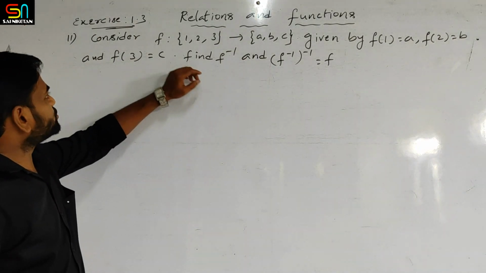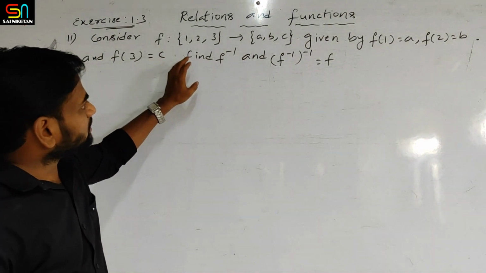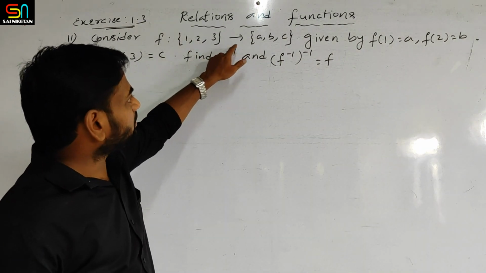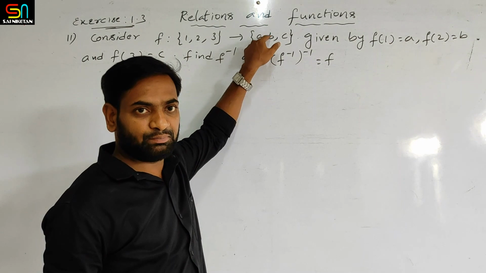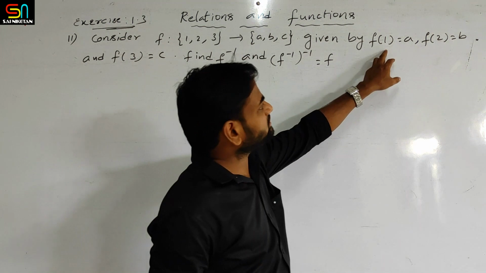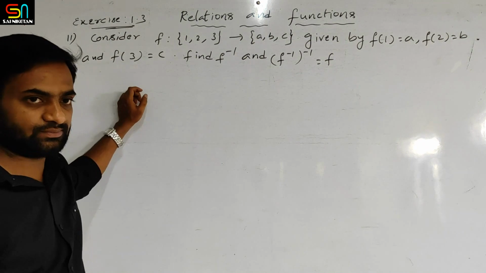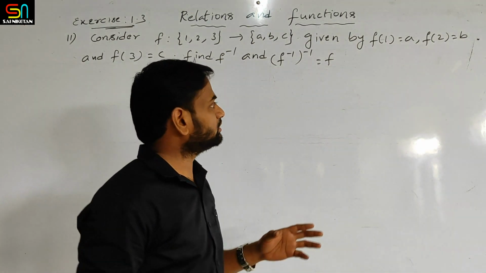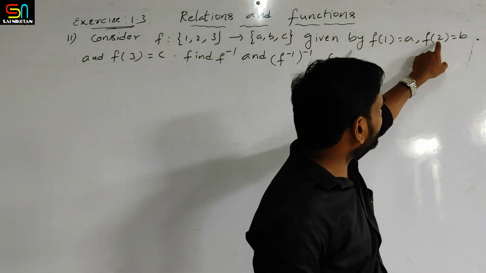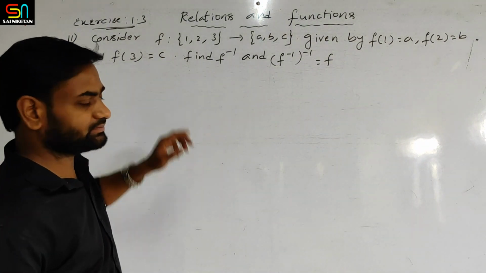Coming to the next problem, exercise 1.3, the 11th one. Here, the function f is given, the domain is {1, 2, 3} and the codomain is {a, b, c}. The mapping given is f of 1 is equal to a, f of 2 is equal to b, f of 3 is equal to c. So what is the meaning of this? That is, the image of 1 is a, the image of 2 is b, the image of 3 is c.